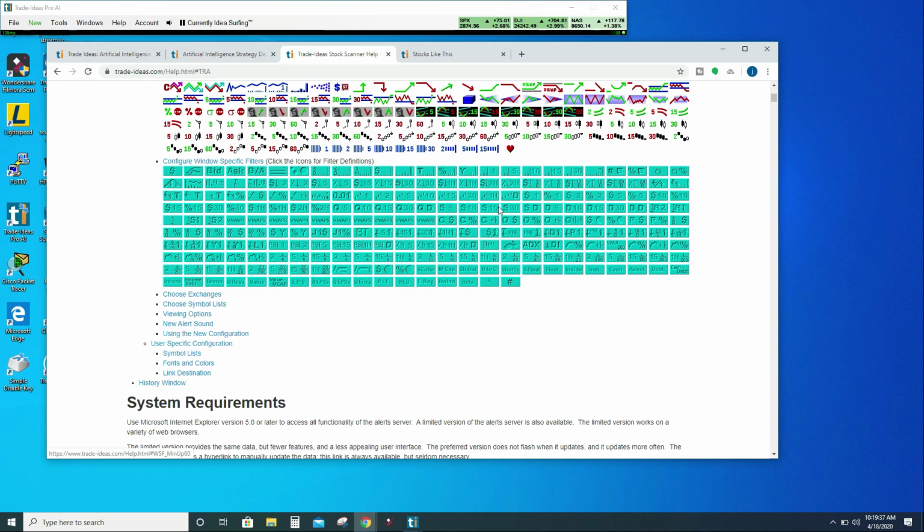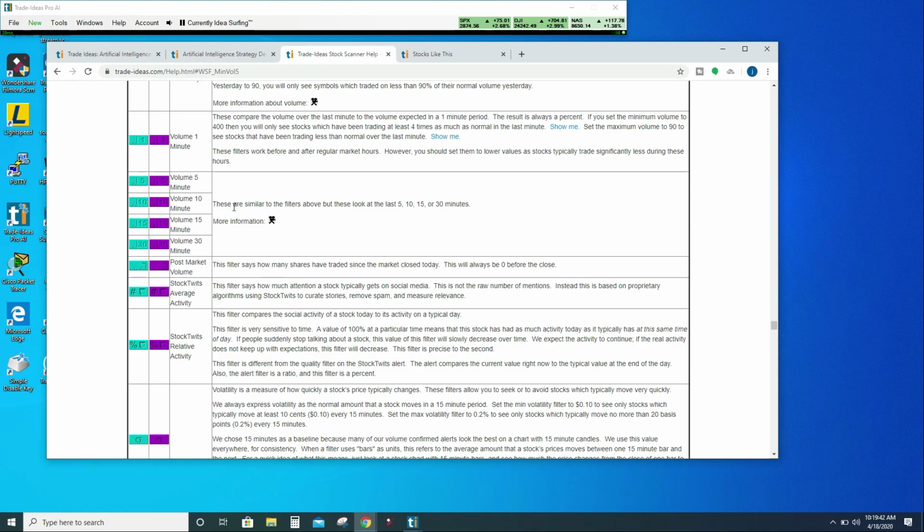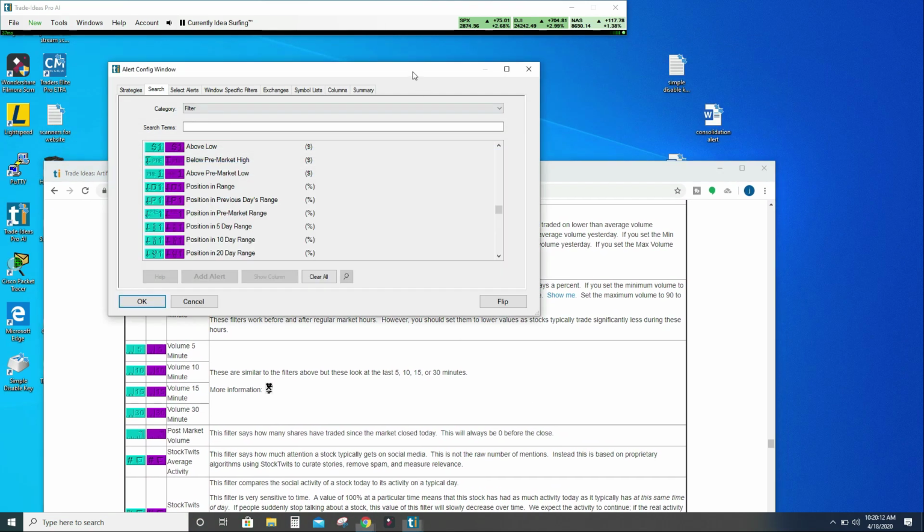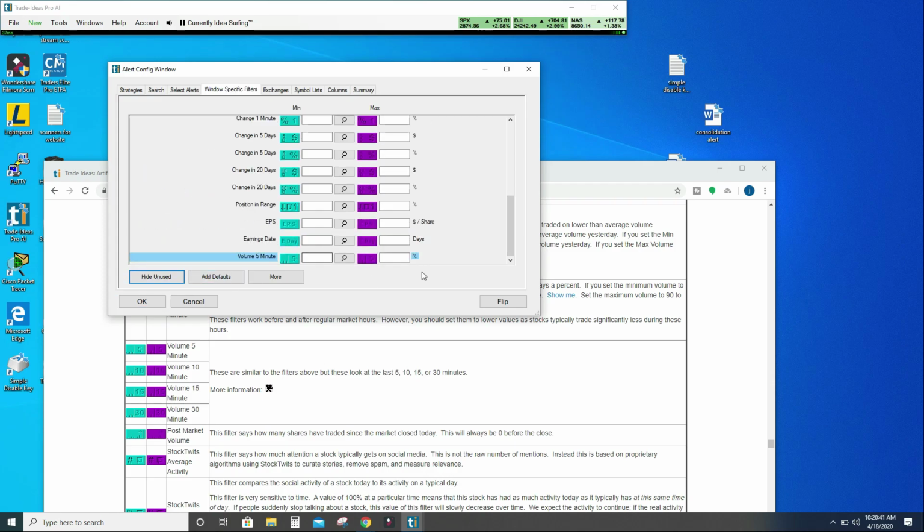So let's say that you want to know what this filter is. So volume 5 minute. So volume 5 minute means, let's see, it says these are similar to the filters above, so let's go above. So these compare the volume over the last minute. So since we chose 5 minute, these compare the volume over the last 5 minutes to the expected volume. So if you want to see stocks that are experiencing a lot of volume compared to previous 5 minutes, then you would change that to a minimum. So we'll look for volume over 5 minutes. Click that, click add filter, and it's expressed as a percentage.